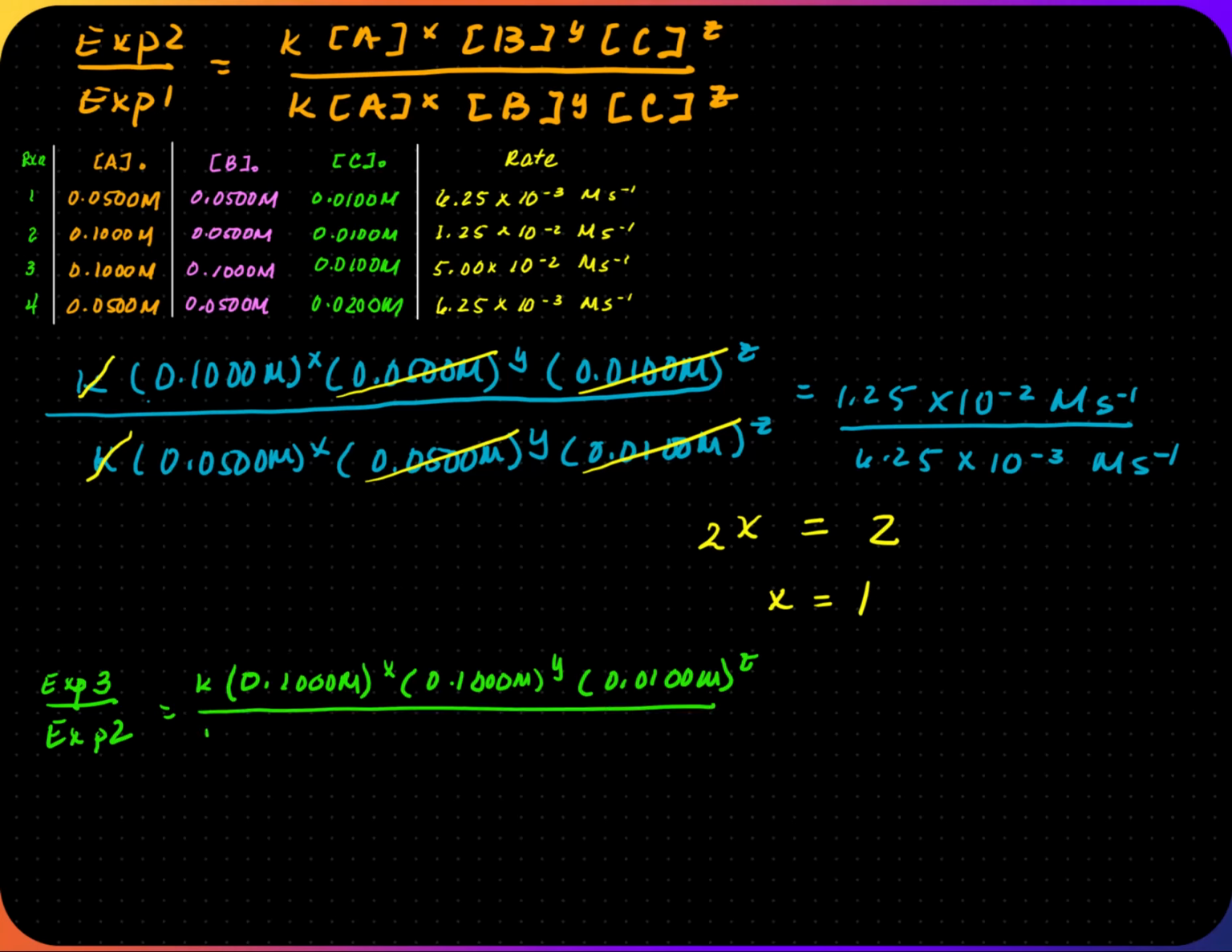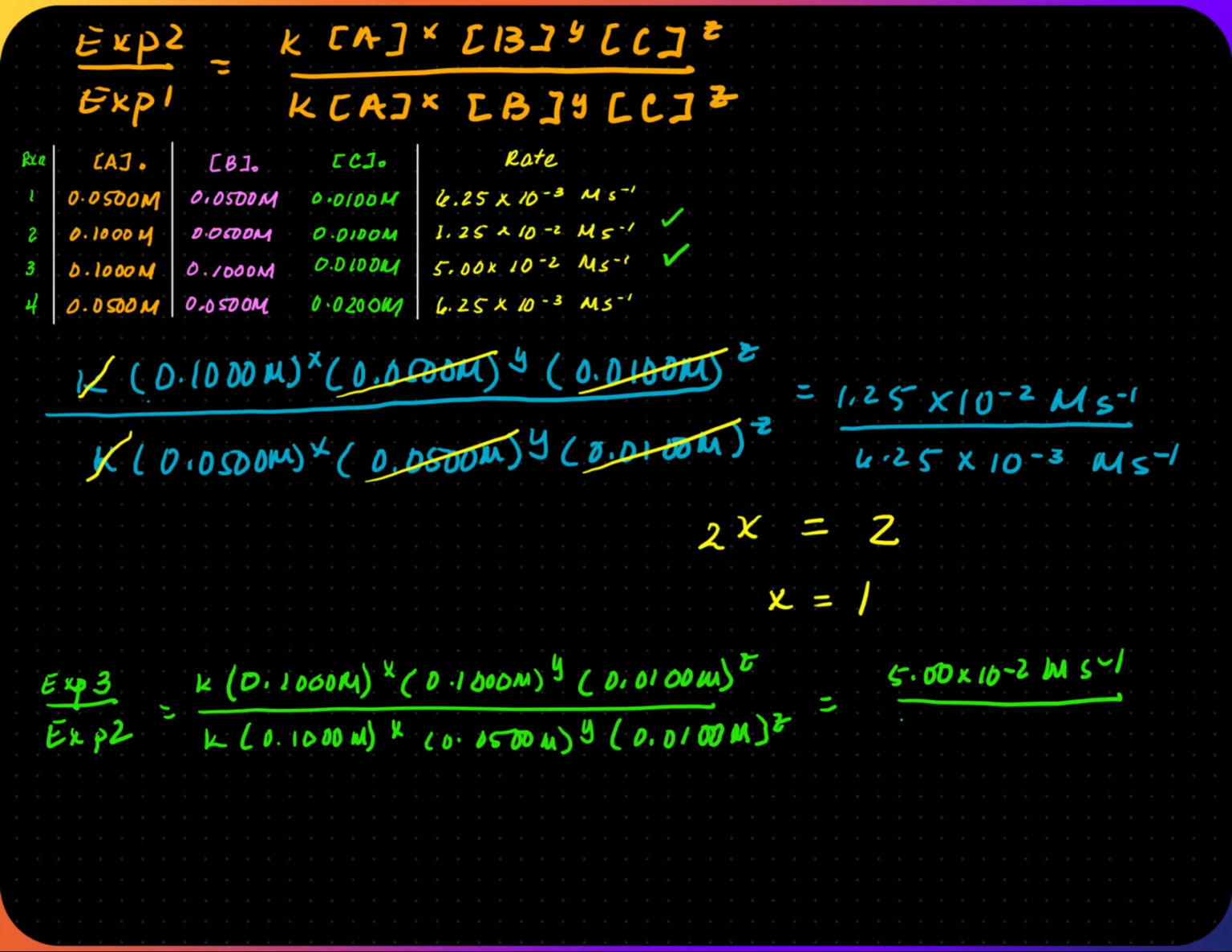So for experiment 2, it's K. Concentration of A is 0.1000 molar to the X. So the concentration of B is 0.0500 molar to the Y, and the concentration of C is 0.0100 molar to the Z. This is equal to the rate. The rate of 3 is 5.00 times 10 to the negative 2 molar second to the first. For 2, it is 1.25 times 10 to the negative 2 molar seconds to the first.